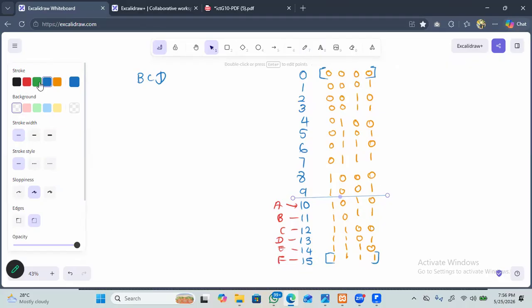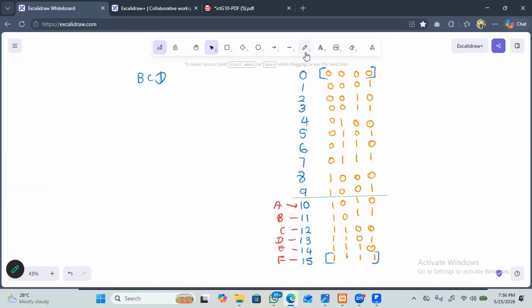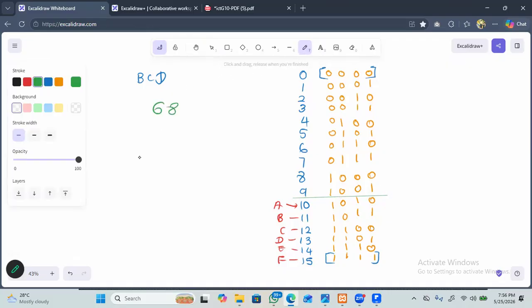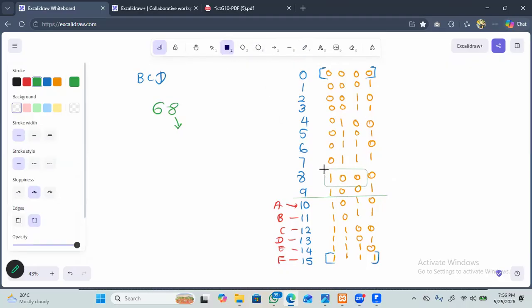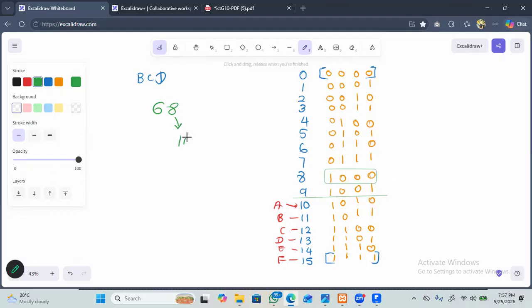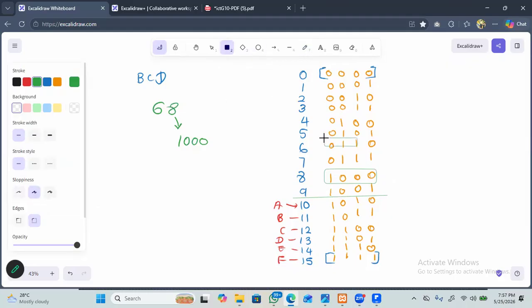Now, they might give you a decimal number, something like this, 68. All you need to do is look at the chart and write down the binary number. What is the binary number of 8? Copy the exact value: 1, 0, 0, 0. Then, what is the binary number for number 6? Here, look: 0, 1, 1, 0.